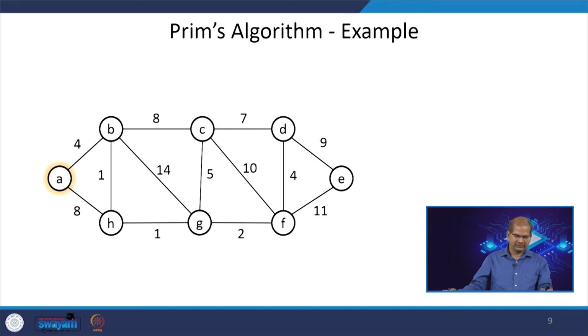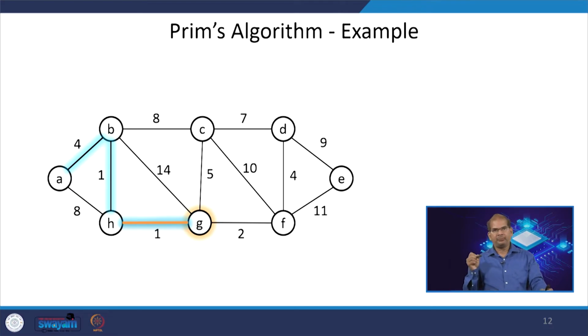What is happening here? We are starting with node A. That node is connected by two edges, one edge cost is 4, another edge cost is 8. Since we are looking for the minimum edge, we will choose 4. Then the node B is connected to H by weight 1. That is the minimum, that is why that edge is chosen. Then there is a connection between H and G, whose weight is 1. So, we select that one.